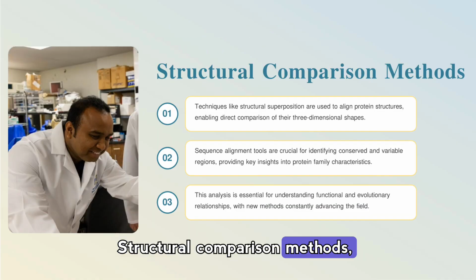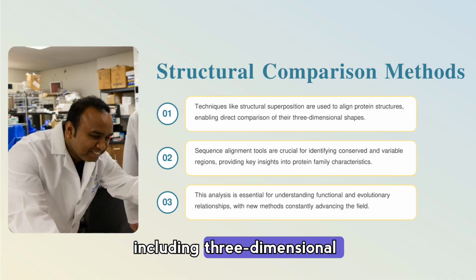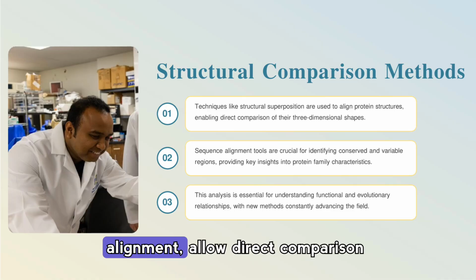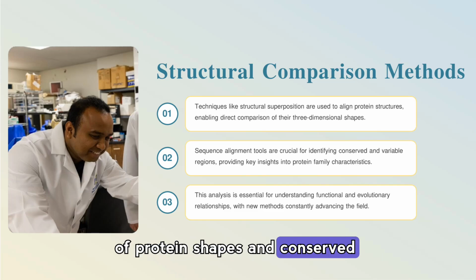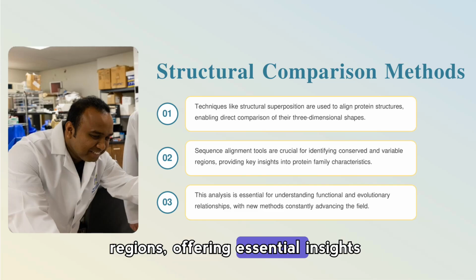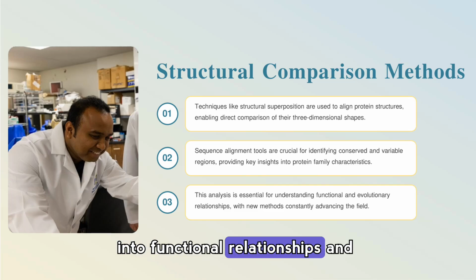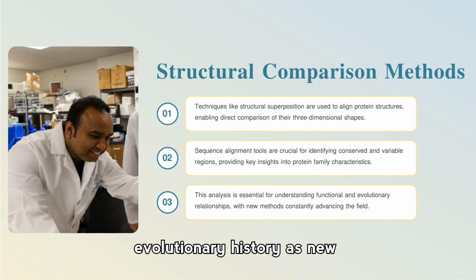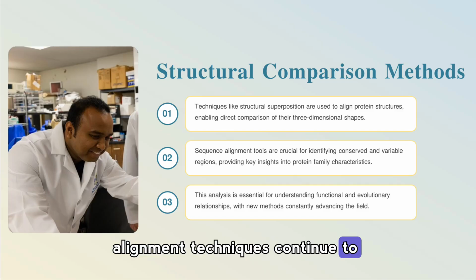Structural comparison methods, including three-dimensional superposition and sequence alignment, allow direct comparison of protein shapes and conserved regions, offering essential insights into functional relationships and evolutionary history as new alignment techniques continue to improve.